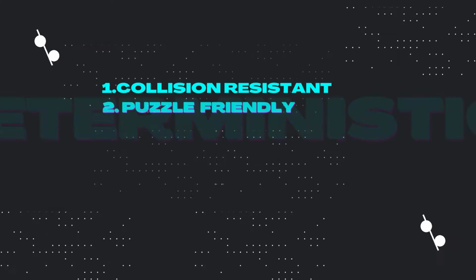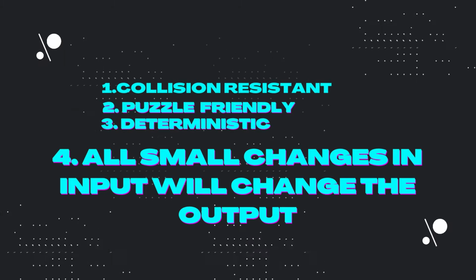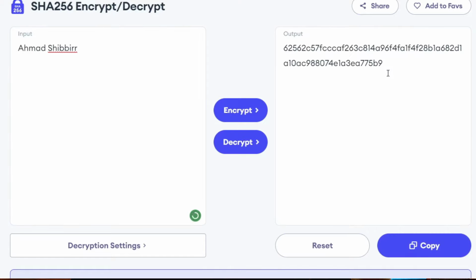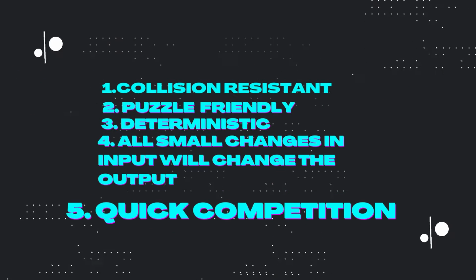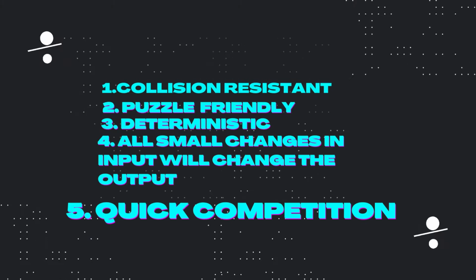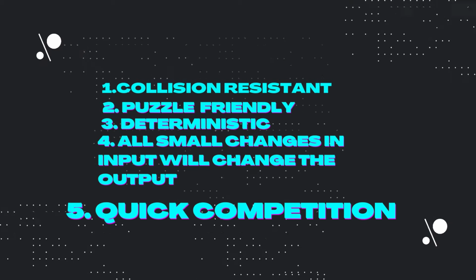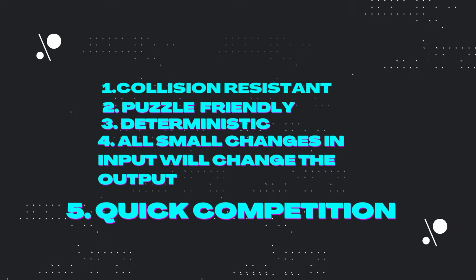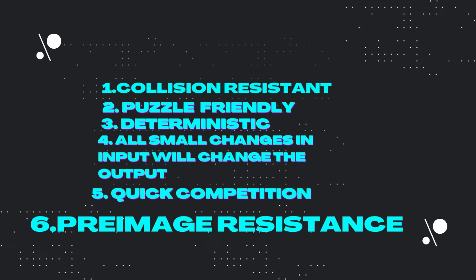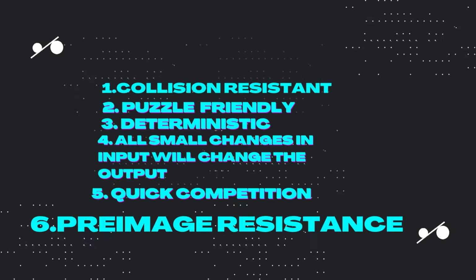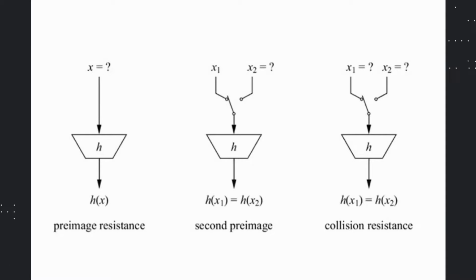Number four is any change in input, even if it is just a single letter, must produce a different result. And number five, to facilitate computation, the function should be fast enough. So it should be quick computation. And number six is pre-image resistance. It is infeasible to determine what the input is by looking at the output. That means the hash function is secure, but how is it secure? We can take some examples.